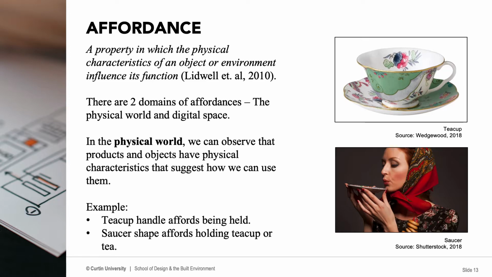as UX designers. In the physical world, we can observe that products and objects have these kinds of physical characteristics which suggest or hint to us how we might use them. So have a look at the image of this very beautiful ornate teacup in the top right corner. What do you notice about the design of this thing that suggests some things about what it affords being used for and how it affords being used? What can you notice about the design?